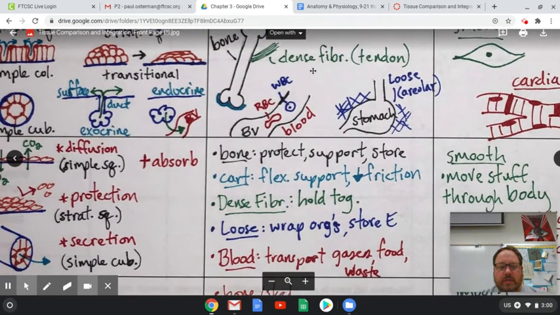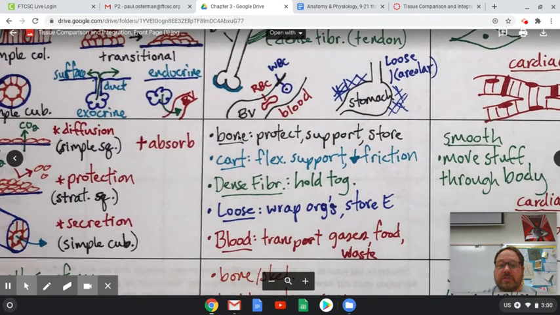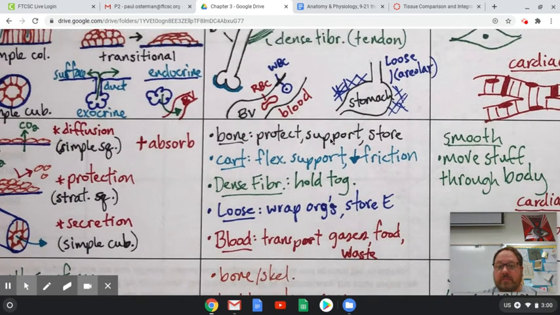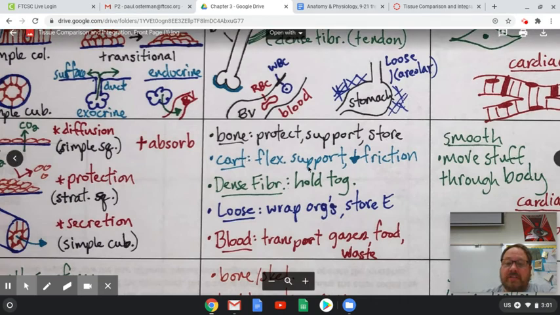All right, so looking at functions, bone protects organs and provides support, so things like muscle can attach, and you can store things like calcium ions in bone. Cartilages provide flexible support.